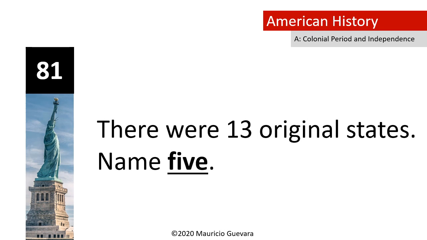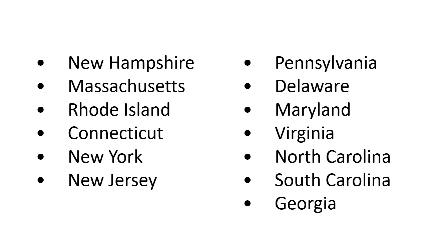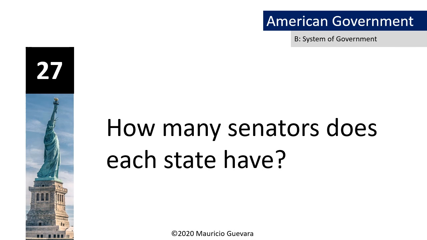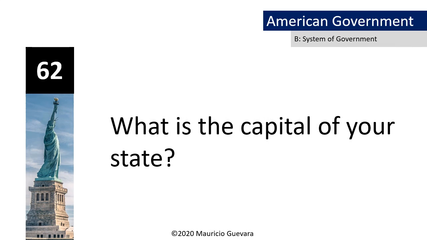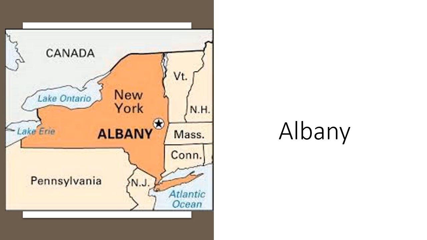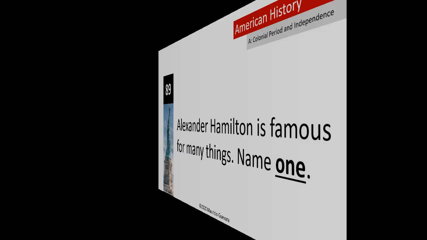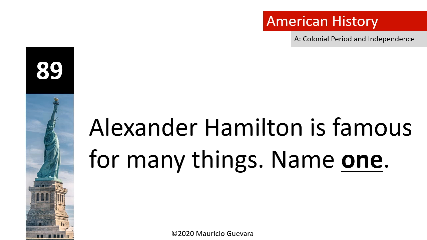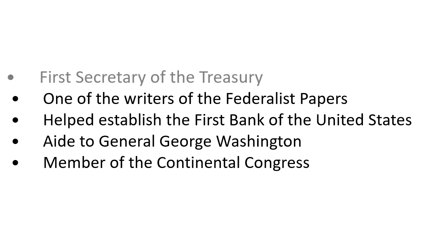There were 13 original states. Name 5. Massachusetts, New York, New Jersey, Pennsylvania, Georgia. How many senators does each state have? 2. What is the capital of your state? Albany. Alexander Hamilton is famous for many things. Name one. First Secretary of the Treasury.